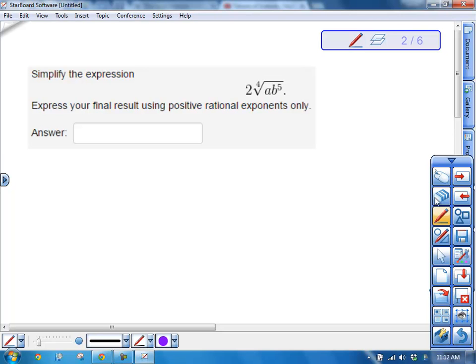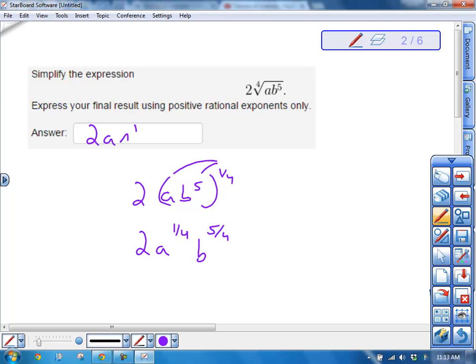All right. The next problem then says express your final result using positive rational exponents. A 4th root, if you remember from algebra 2, is really just a 1/4 power. So I'm going to make that 4th root a 1/4 power, and I'm going to distribute it. So it's 2a to the 1/4, b to the 5/4. And we're going to have to enter that in, obviously using carets. 2a caret 1/4, and so on. b caret 5/4.